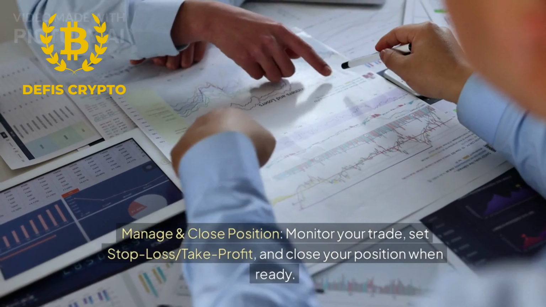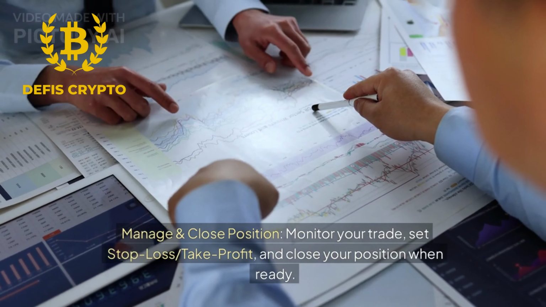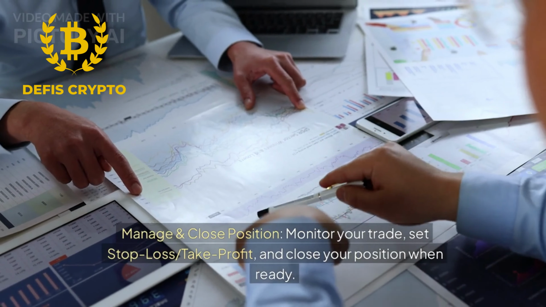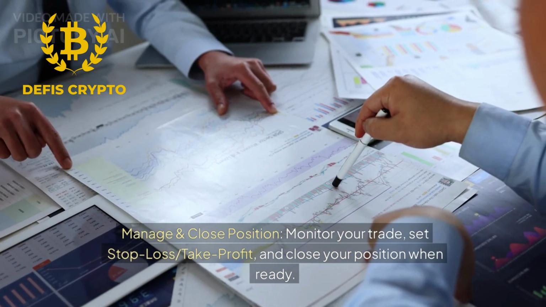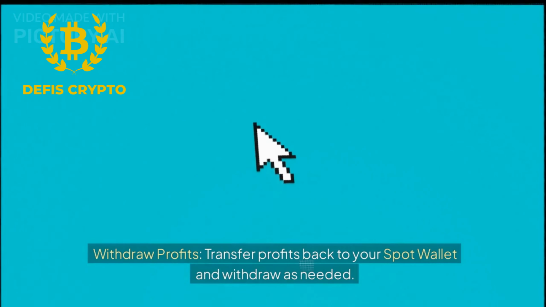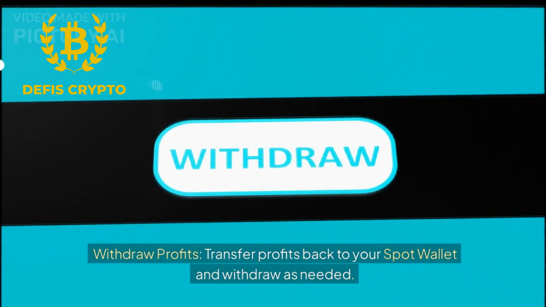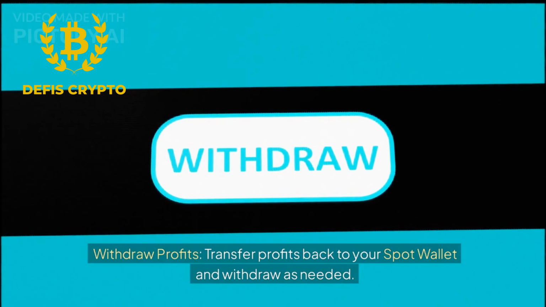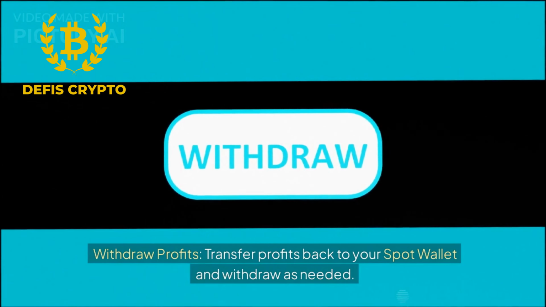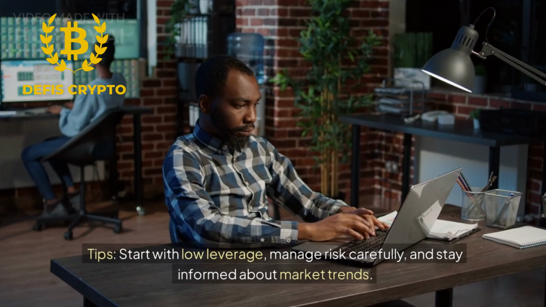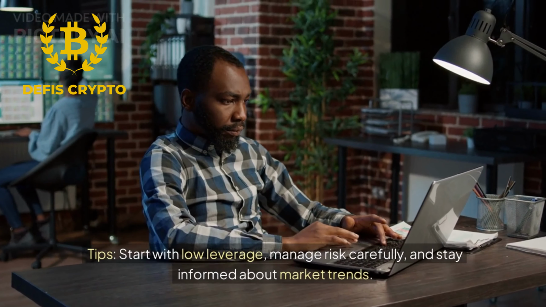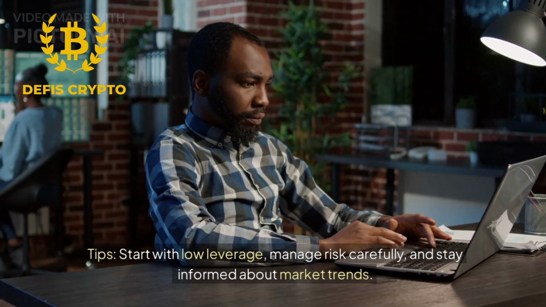Manage and close position: monitor your trade, set stop loss/take profit, and close your position when ready. Withdraw profits: transfer profits back to your spot wallet, and withdraw as needed. Tips: start with low leverage, manage risk carefully, and stay informed about market trends.